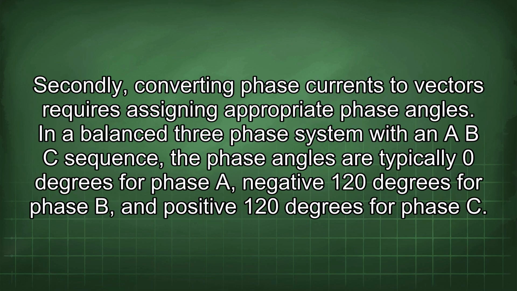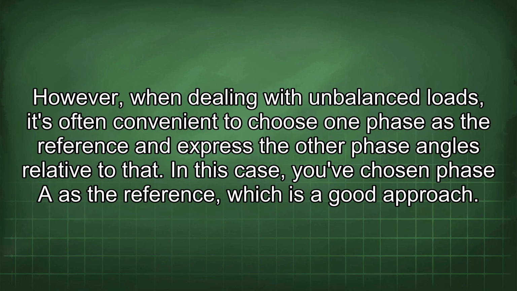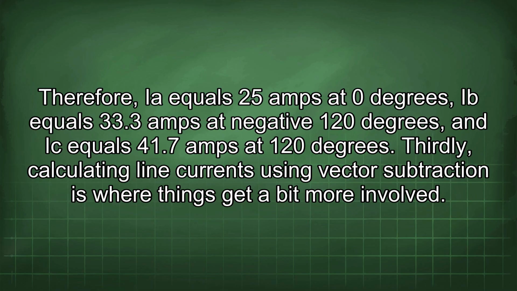Secondly, converting phase currents to vectors requires assigning appropriate phase angles. In a balanced three-phase system with an ABC sequence, the phase angles are typically 0 degrees for phase A, negative 120 degrees for phase B, and positive 120 degrees for phase C. However, when dealing with unbalanced loads, it's often convenient to choose one phase as the reference and express the other phase angles relative to that. In this case, you've chosen phase A as the reference, which is a good approach. Therefore, IA equals 25 amps at 0 degrees, IB equals 33.3 amps at negative 120 degrees, and IC equals 41.7 amps at 120 degrees.